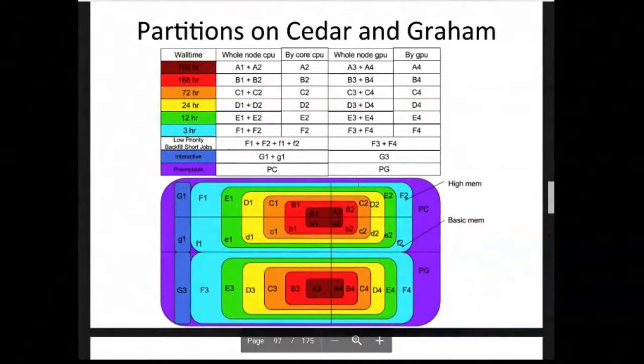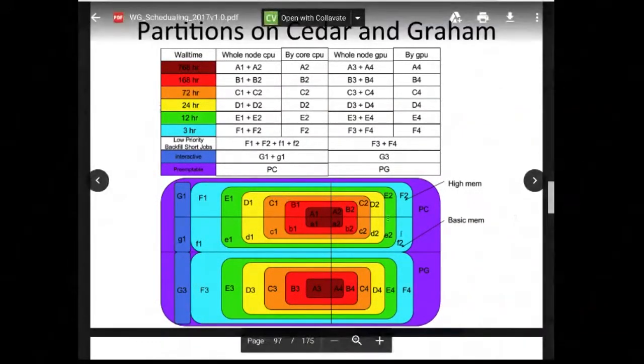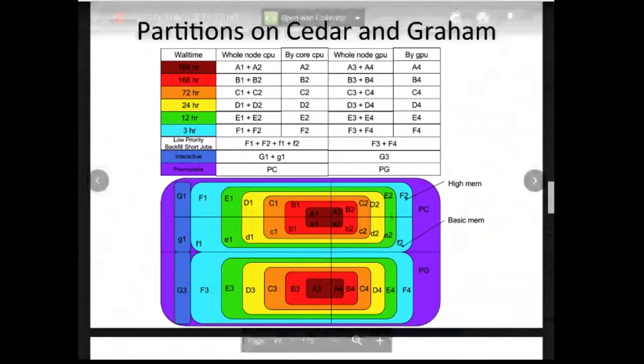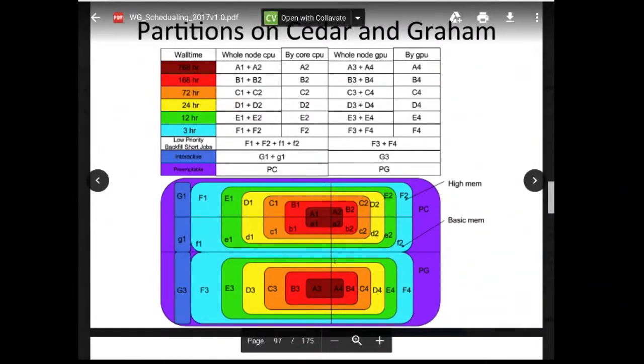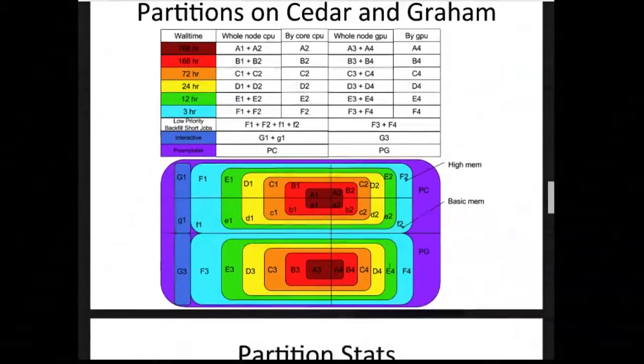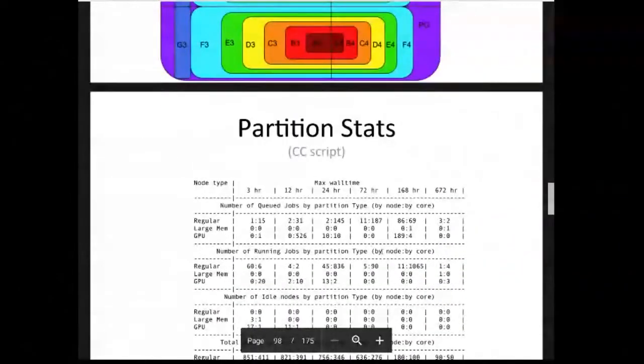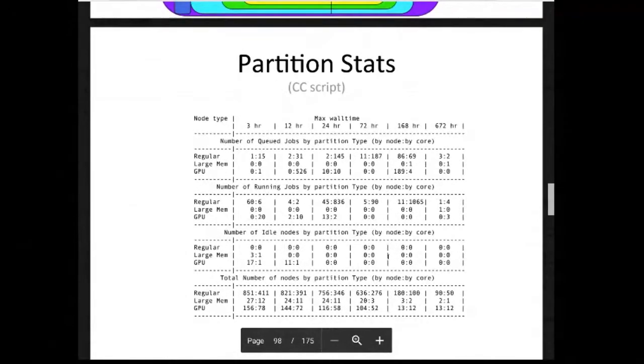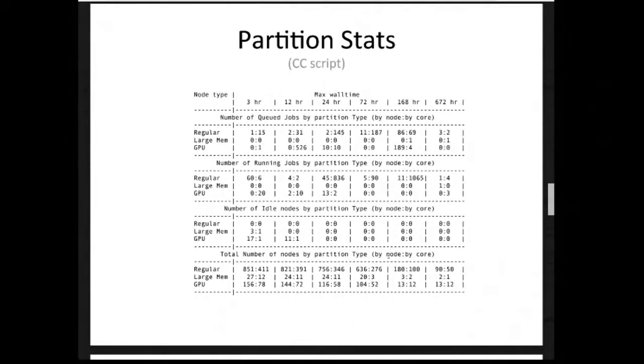And we can actually see that there are three sets: the high memory nodes, the basic nodes that we had, as well as the GPUs at the bottom. So there are a lot of different partitions. How can you see stuff on this? Well, there's a script we wrote called partition stats. This script shows you how many jobs are queued, how many jobs are running, and how many idle nodes there are in each partition.